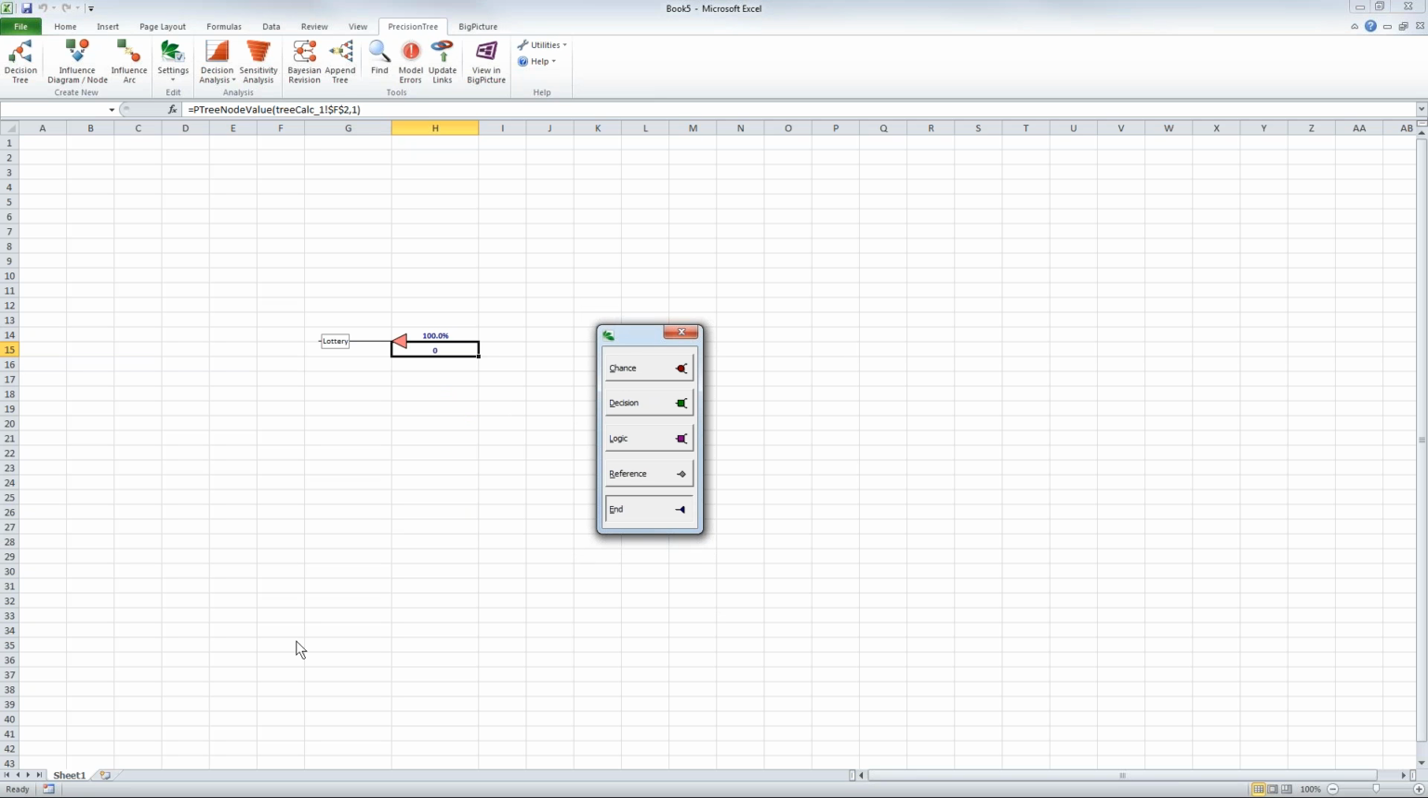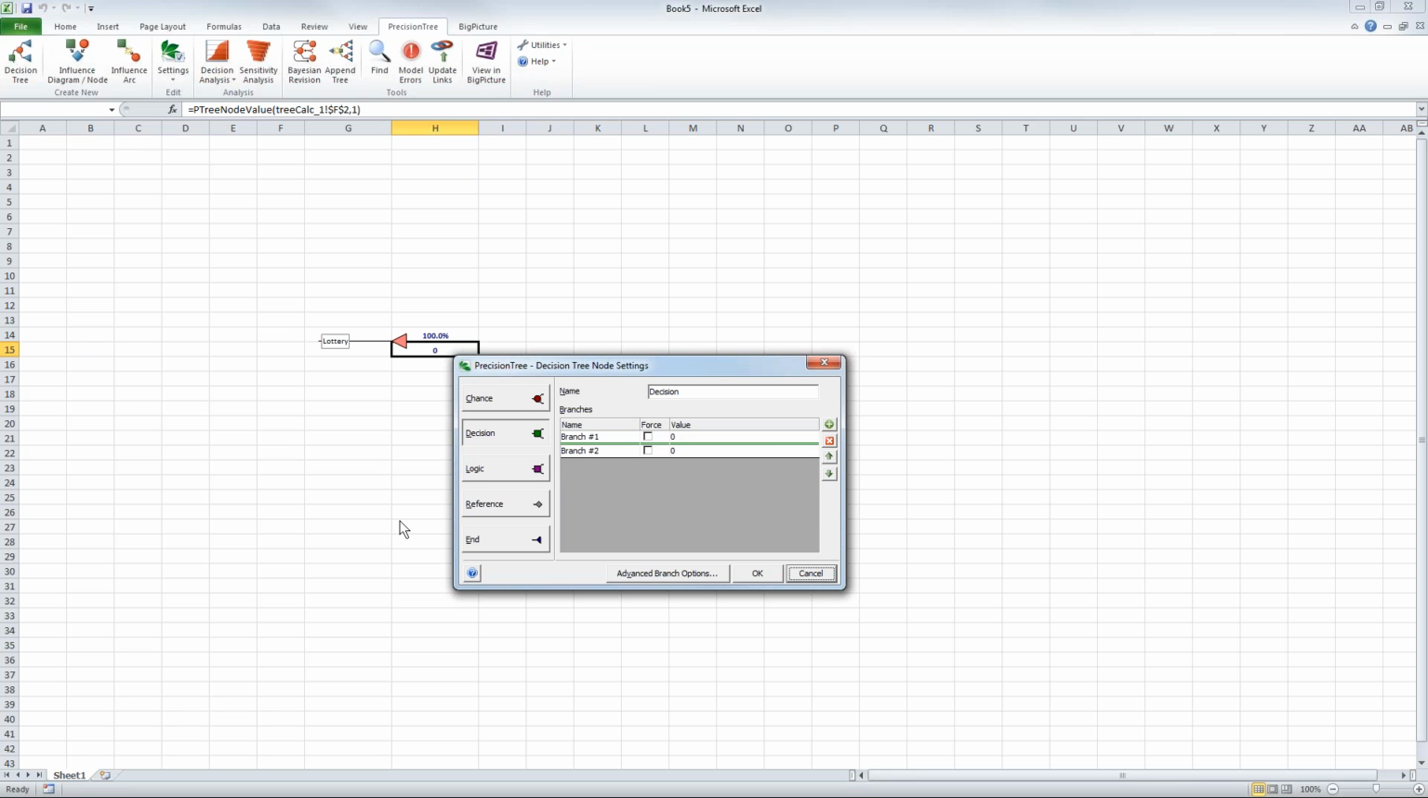So we're going to go ahead here and we click on the node and we say decision node. And we have this decision node here. With the decision node, we're going to enter buy a ticket or walk away. So all we have to do is for branch 1, say buy ticket or walk away. Okay.